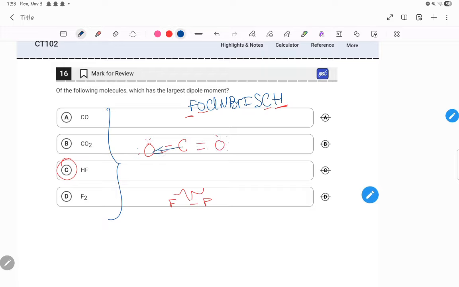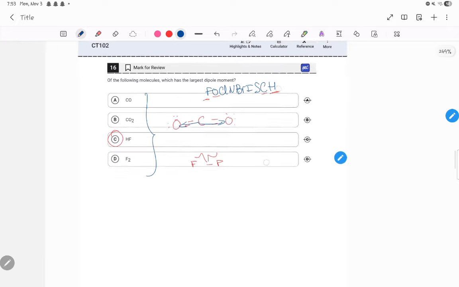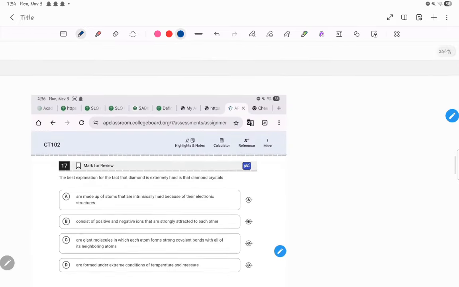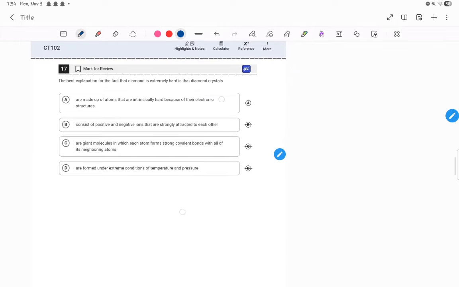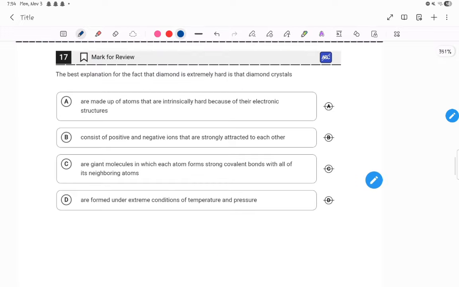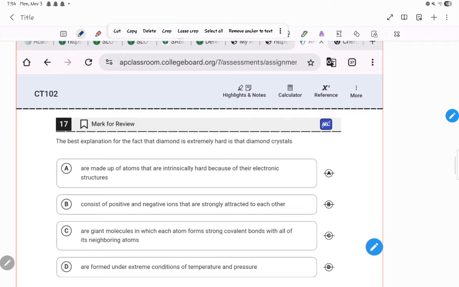So this is why HF has the largest dipole moment. We'll move on to the next one, which is 17. The best explanation for the fact that diamond is extremely hard. When we think of diamond, we directly think that it has strong covalent bonds. So this is why this is the correct answer.